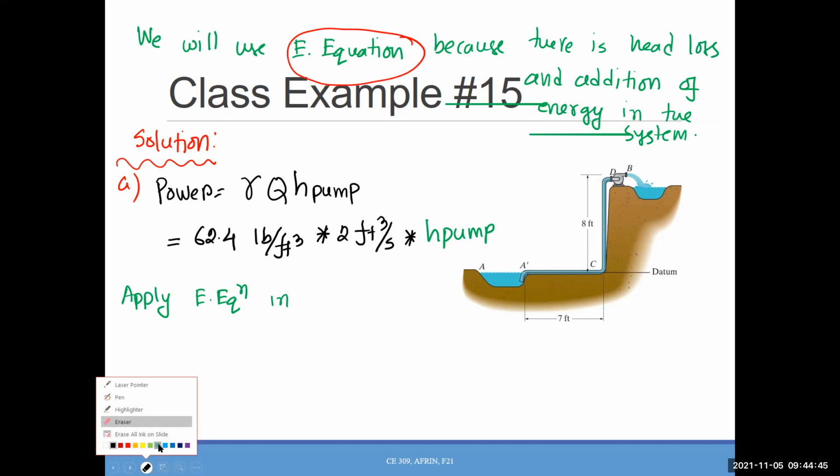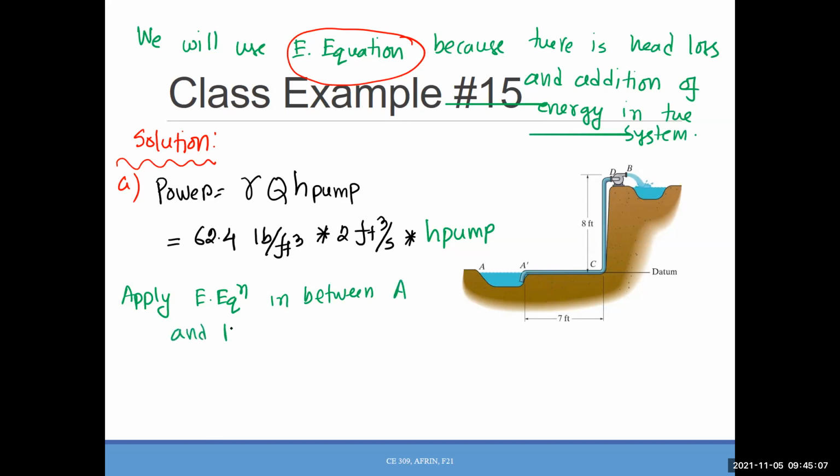C and B can be correct, but it can be difficult because at C, you don't know the pressure. It's inside the pipe. So one trick, always choose open surface. That will help you with pressure and velocity. Okay? In between A and B. Always try to choose open surface. As I said, that will help you with pressure and velocity.